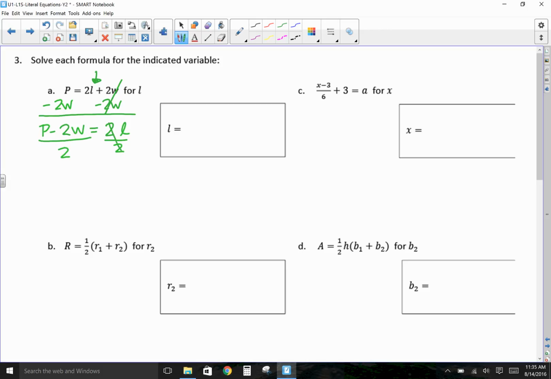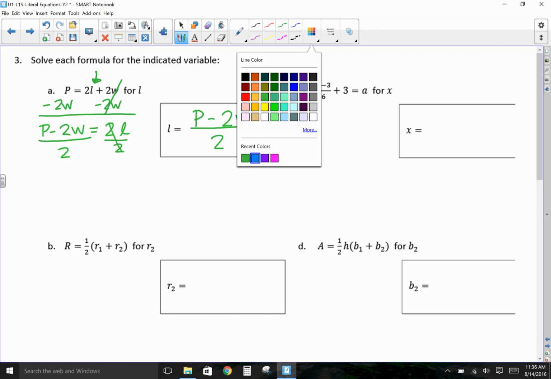Now, that cancels. And an equation can always be flipped. That's our symmetric property, excuse me. So L equals (P minus 2W) over 2.